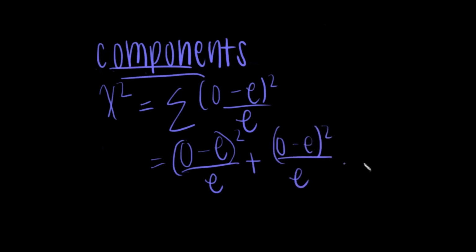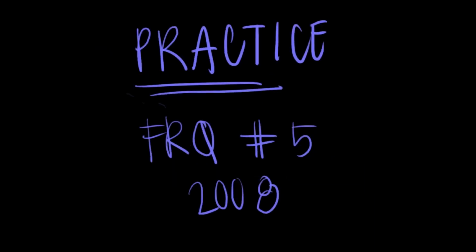In a follow-up analysis, you're looking to see which component is the largest, which is the component that contributes most to your chi-squared statistic. A practice problem you could do would be from the 2008 AP FRQ number 5. You can find these online by just searching AP Statistics FRQs and then the specified year.